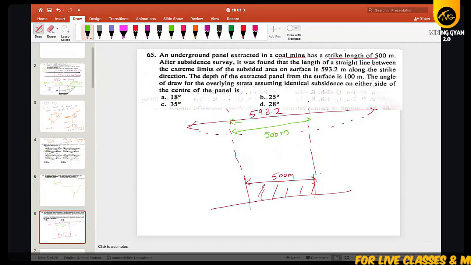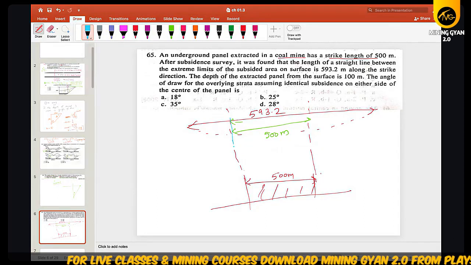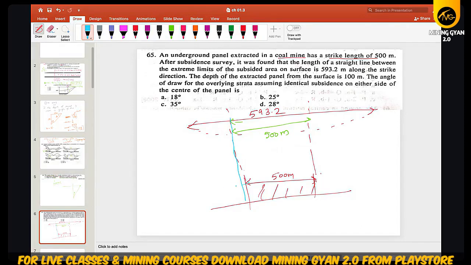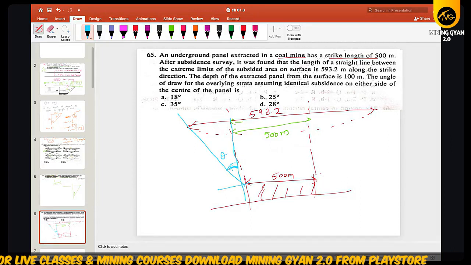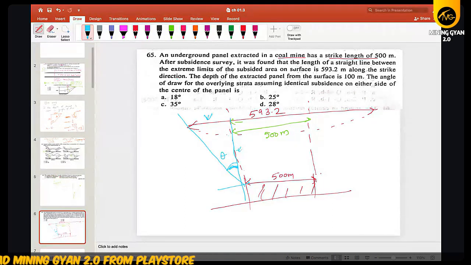But he has asked the angle of draw. So what is the angle of draw? Angle of draw means the vertical line to where the subsidence starts, from the start of the subsidence. This is your angle of draw. So if we know this value and this value, we can calculate our theta. So how will we solve this?